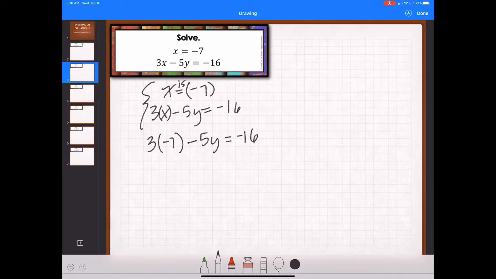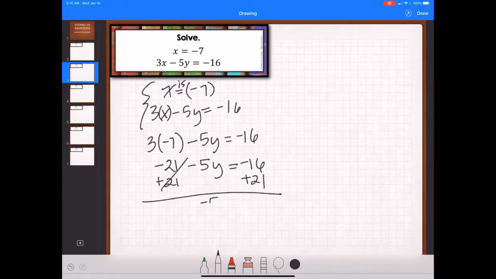Rewrite the rest of the equation, and then simplify. 3 times negative 7 is negative 21. Bring down everything else. And then I'm going to solve. So add 21. Negative 16 plus 21 is 5, and then divide by negative 5. So that gives me y equals negative 1. So this time I found my y value, so make sure you don't get that confused. Put it on the y side of the ordered pair.